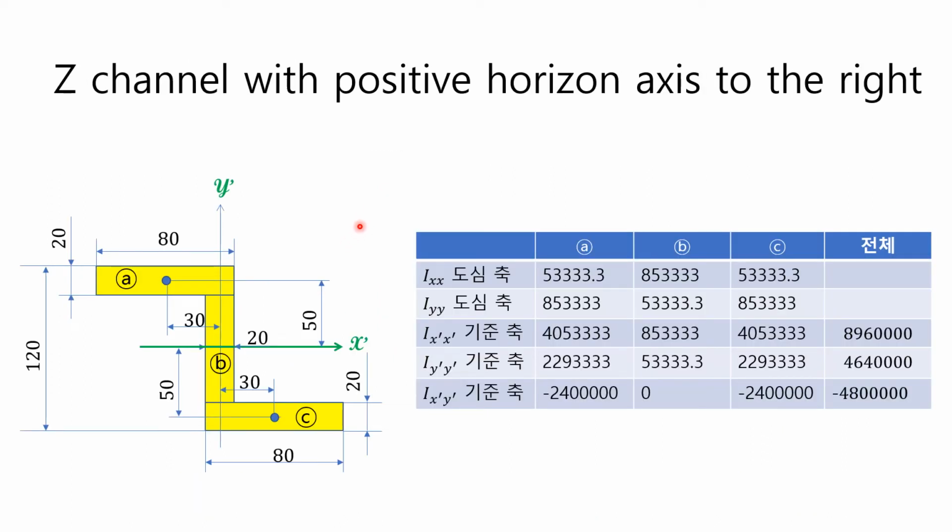Now let's calculate the second and product moment of area of Z channel and the angle to the principal axis when the positive direction of horizontal axis is to the right instead of to the left. If you calculate them in the same way as before, you can get the results shown in this table. The difference from the previous results is that the sign of product moment of area is negative instead of positive. This is because, as shown in the figure on the left, the areas of second and fourth quadrants are distributed far and a lot from the origin.